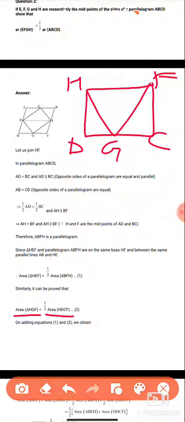Now why is this half of the area of HDCF? Because again H and F are the midpoints and these are the half parallelograms from ABCD. Okay, so that is equal to half. Now this is result number 1 and this is result number 2. Now if you add both these results, what will you get?